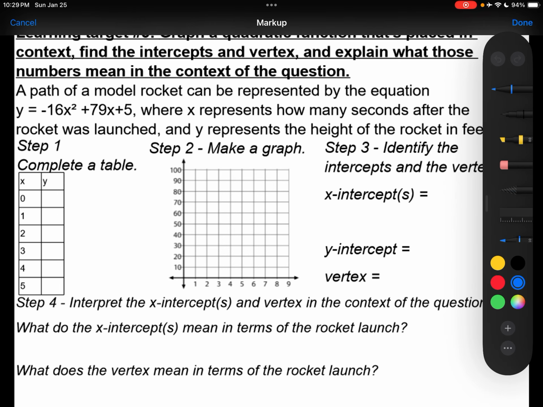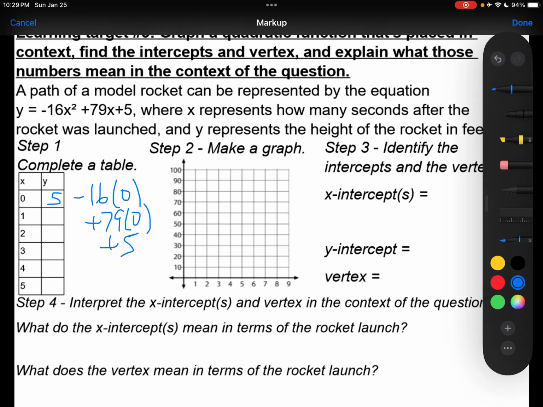So how do you do this? It's scaffolded here for you. Step 1, complete a table. You plug in the number 0. 16 times 0 plus 79 times 0 plus 5 comes out to be 5.